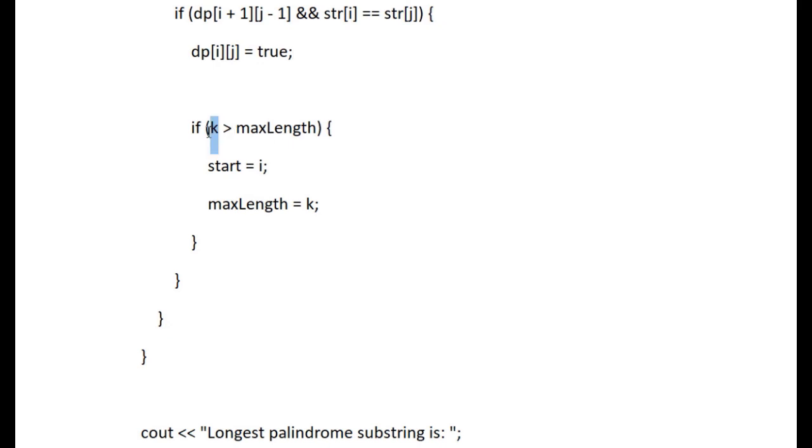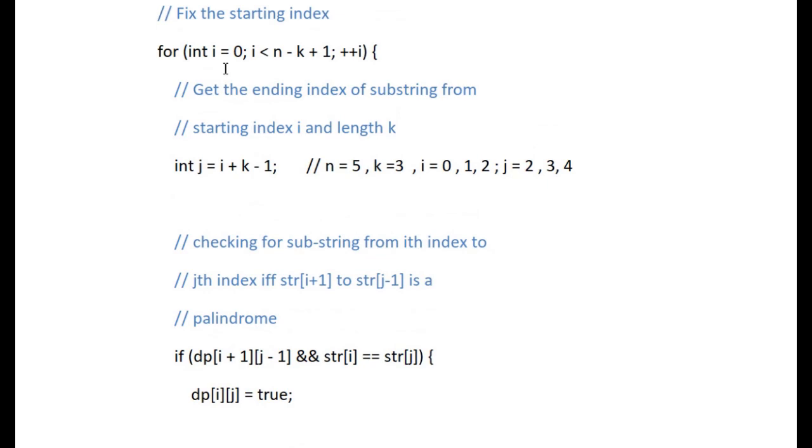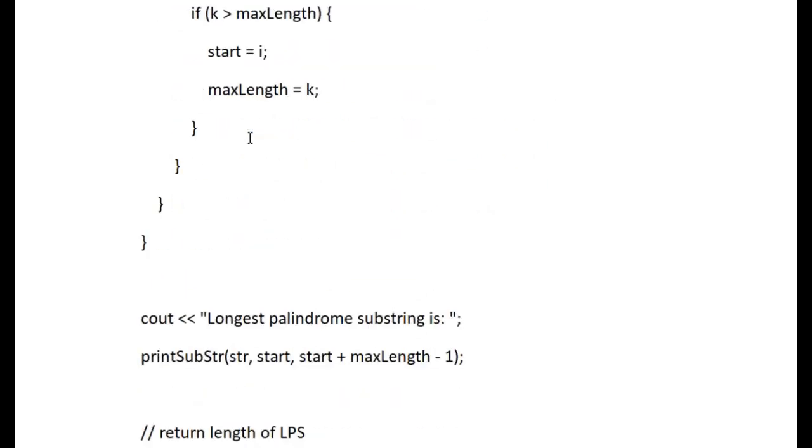This k means the length of the substring that we are running this for loop for. In this iteration, what is the maximum length of the substring? And if k is greater than max length, then we would update the max length with k. And we must not forget to update the starting position, that is i. So this is the approach, and I hope it is very much clear to you how we are using dp to solve this problem.